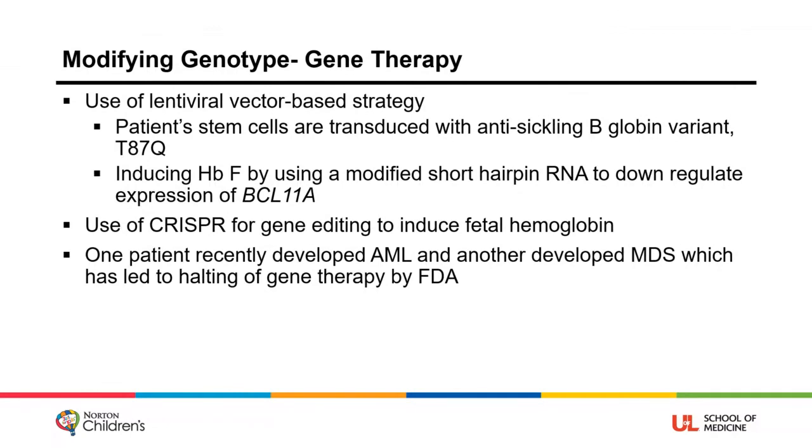In addition, the other method is using CRISPR, or quote-unquote gene editing, to induce fetal globin by acting on the BCL11A gene. Although different gene strategies have reached clinical trials and the results are promising thus far, they're very much in the early phase of development. In fact, this year, in February, there was a patient in the Bluebird Bio trial that developed AML. Previously, there was another patient that had developed MDS. And so the FDA placed a halt in gene therapy.